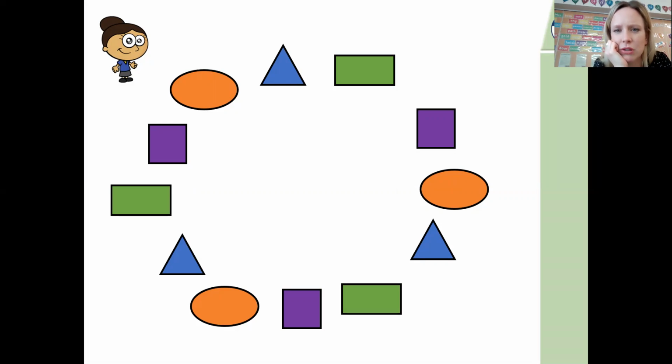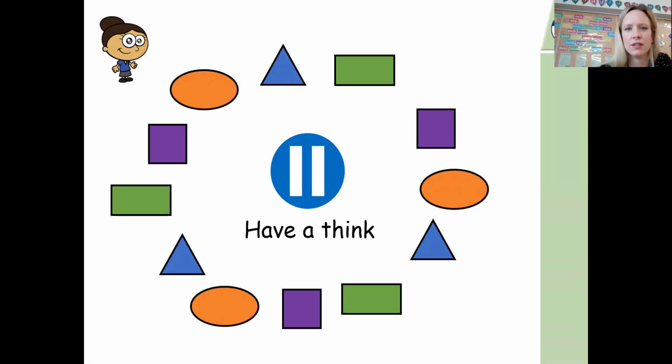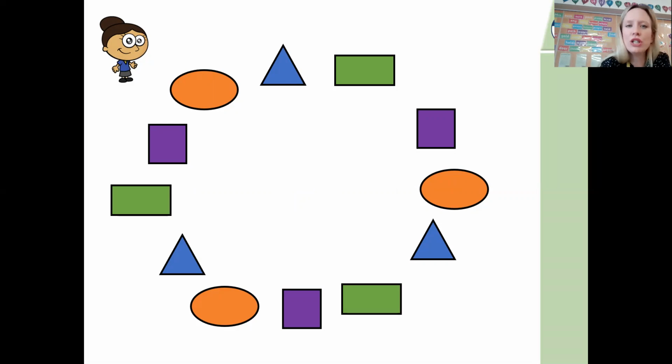It looks really nice. I'm just looking at all the shapes in there and all the colours. Right, I want you to think about where could this pattern start? Where's the beginning of this pattern? Have a good look at it. It's quite an interesting pattern. And see if you can work out where the start of it is. Pause me now.